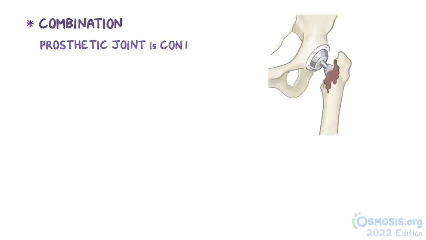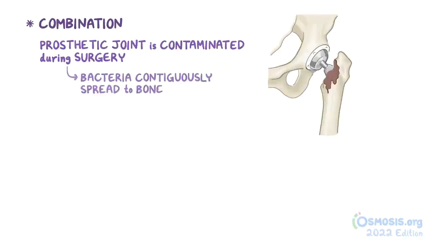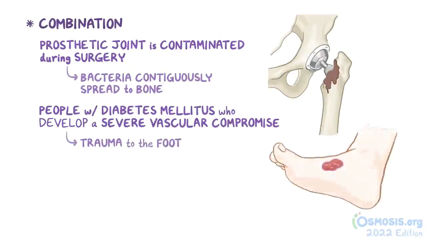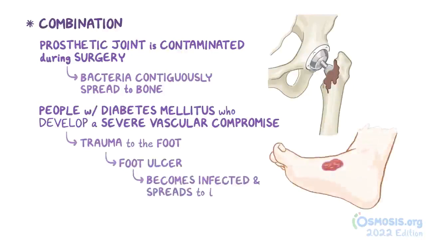There can also be combinations of these. For example, when a prosthetic joint becomes contaminated with bacteria during surgery, and then that bacteria contiguously spread to nearby bone. Another example is when people with diabetes mellitus develop a severe vascular compromise. A small trauma to the foot can lead to the formation of a foot ulcer, which then becomes infected and spreads to the nearby bone.